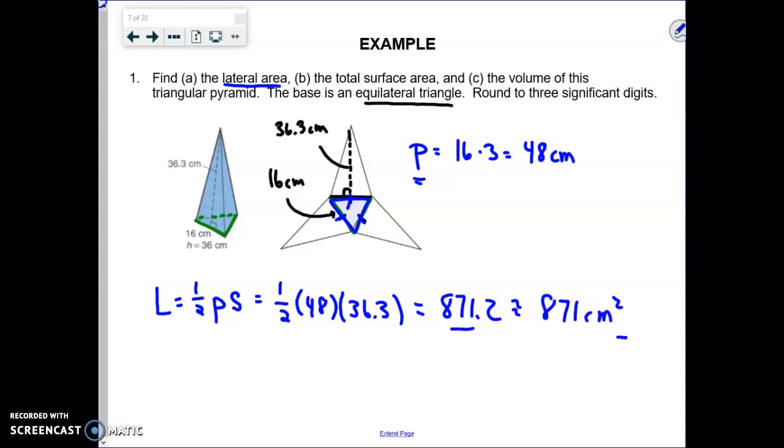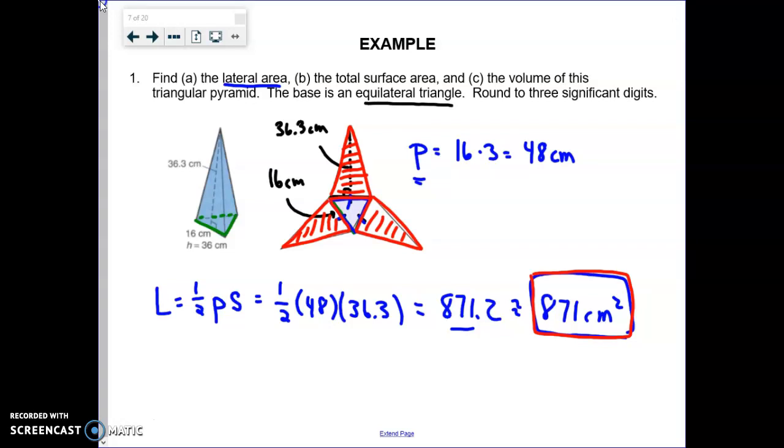And why is it square centimeters? Because, ladies and gentlemen, this is a lateral area. Now understand what you just found. I'm going to box this in red. What you've just found is the area of these three isosceles triangles right here. So what's the only thing missing to find the total surface area? We have to add in the area of the base. So that's what we're going to look at next.